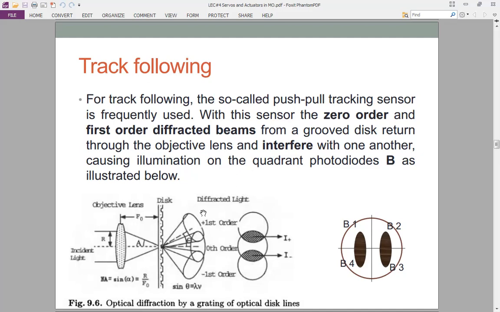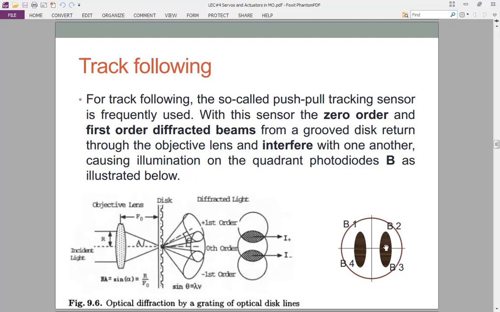You see, the diffraction comes in the shape of cones, so that we have a zero order cone and a first order cone. When those two cones overlap, or what we call interference, it will appear on the photodiodes as two dark ellipses, as in the diagram here. So when it appears like this, it means the laser spot is directly on the center.